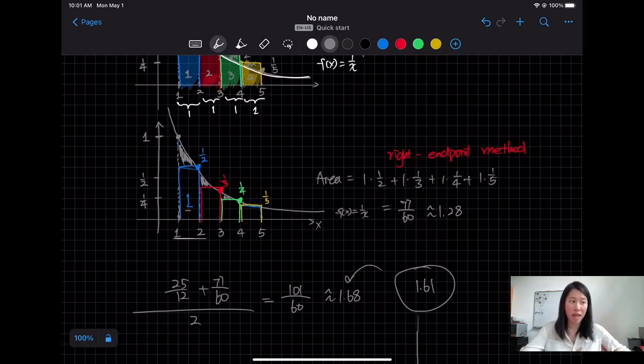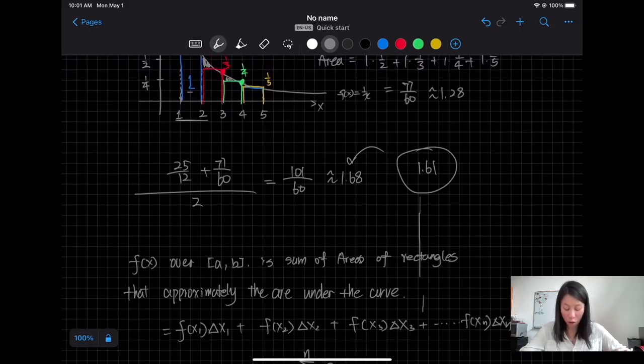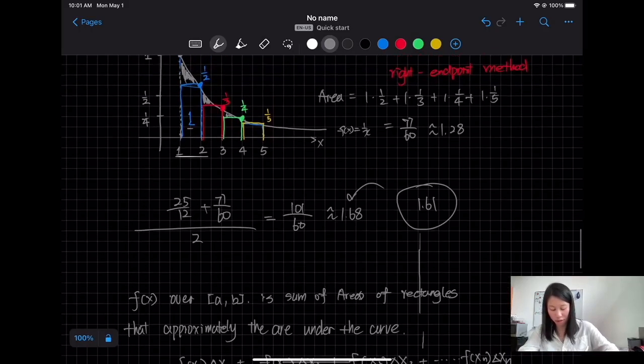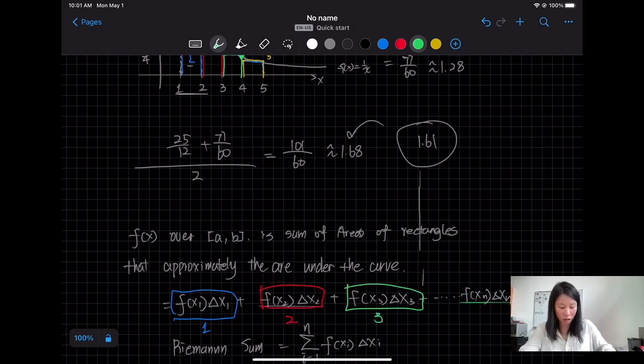So those sums of the area are called Riemann sum. So here is the definition of Riemann sum. For f of x over the interval from a to b, it is the sum of the rectangles that are under the curve. So that means the first region, plus the second block. This is how you interpret it. Consider this is your first block, and this is the area of your second block. This is the area of your third block, and go on.